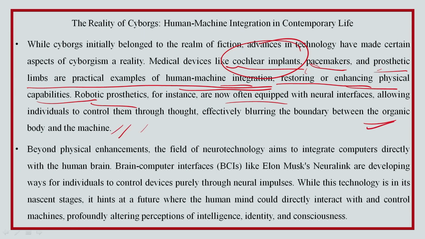Beyond physical enhancement, the field of neurotechnologies aims to integrate computers directly with the human brain. So brain-computer interfaces like Elon Musk's Neuralink are developing ways for individuals to control devices purely through neural impulses. While this technology is in its nascent stage, it hints at a future where the human mind could directly interact with and control machines, profoundly altering perceptions of intelligence, identity and consciousness. Right? So here you see how with the help of machines, the entire idea of identity, the biological body and also consciousness is going to be redefined.